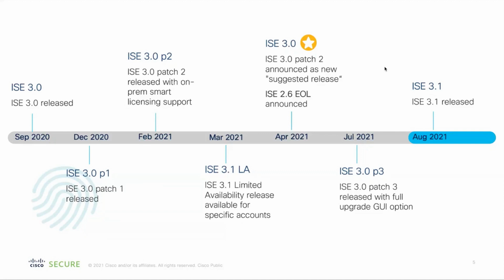During the July timeframe, we released Patch 3 on top of the existing ones. All the patches are cumulative. If you have Patch 3, the bug fixes that went into Patch 1 and Patch 2 are going to be there in Patch 3 as well. During August 2021, just three weeks back, we released ISE 3.1.